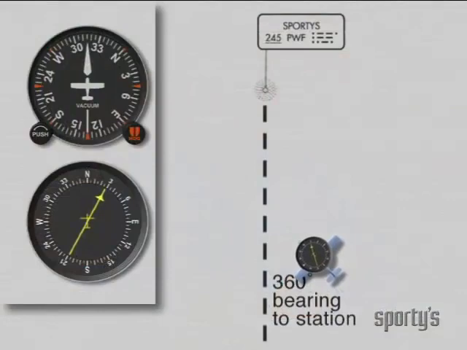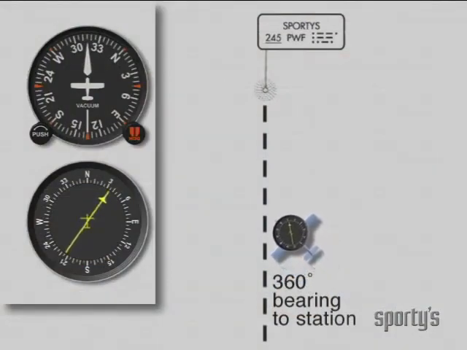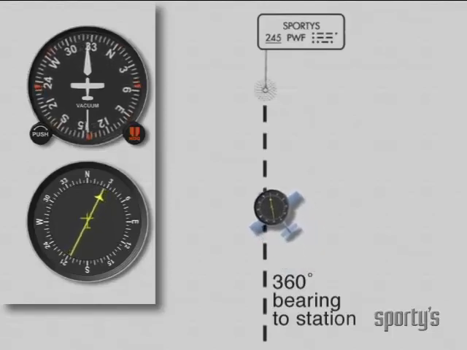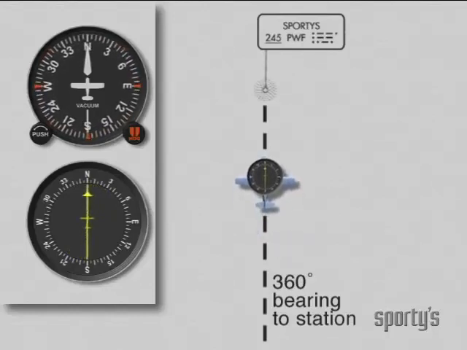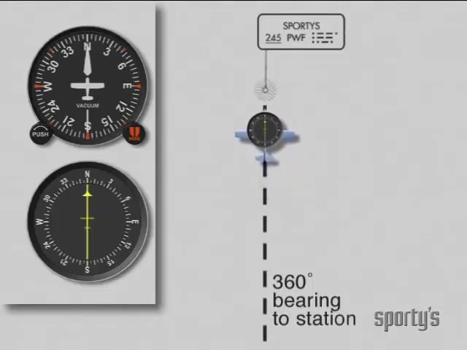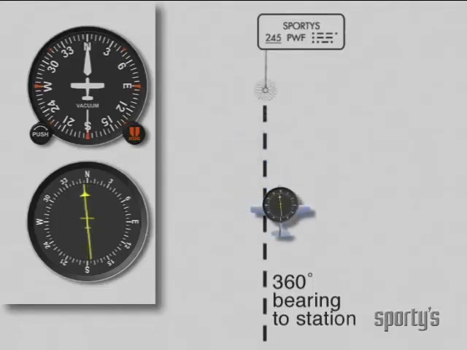Let's look at ADF tracking. Let's say you want to track to the station on a bearing of 360 degrees. When that bearing is intercepted, turn to 360. The needle should be right on the nose of the airplane. If there is no wind or it is directly from 360 or 180, the airplane would go to the station on the desired track. There is almost always some crosswind, though, so we have to correct for drift if the airplane is to track to or from the station on a predetermined bearing.